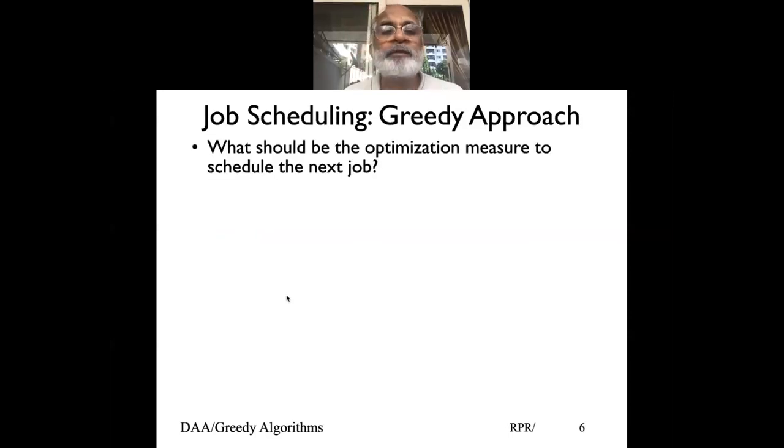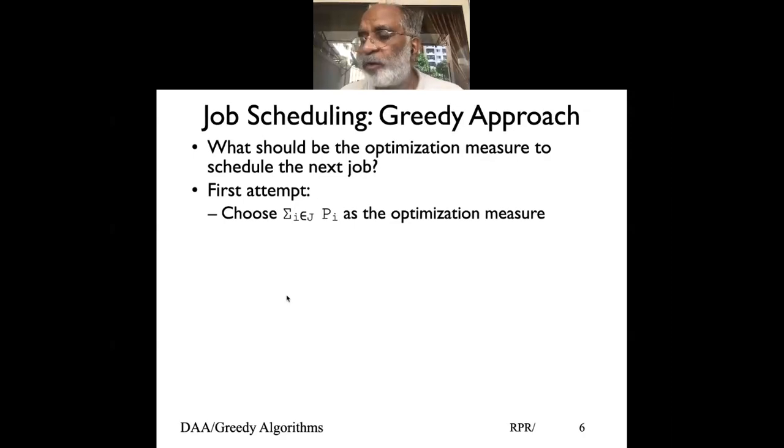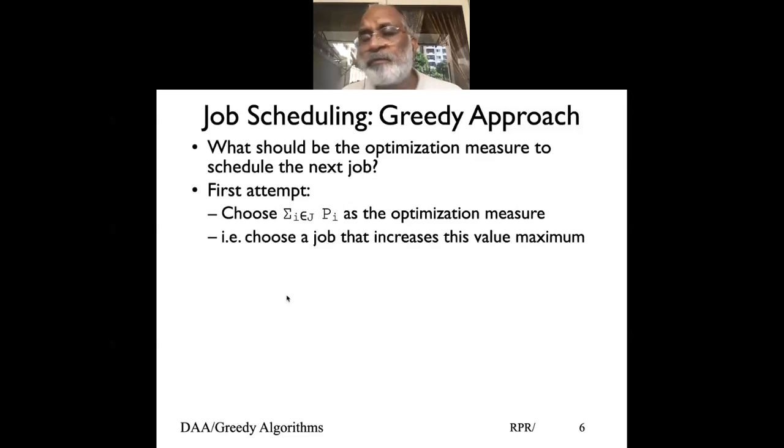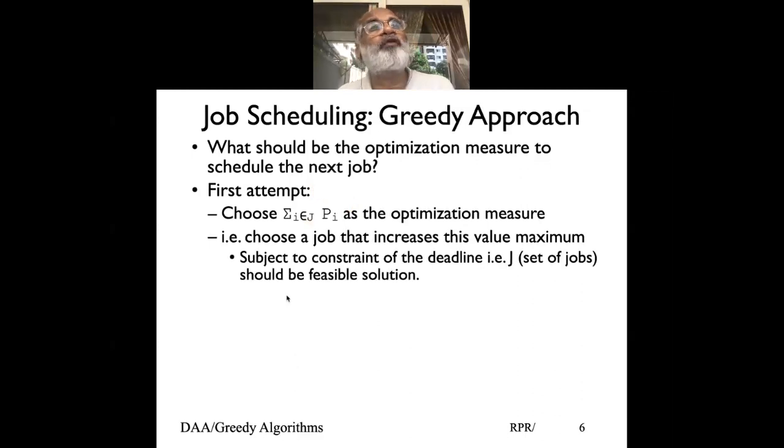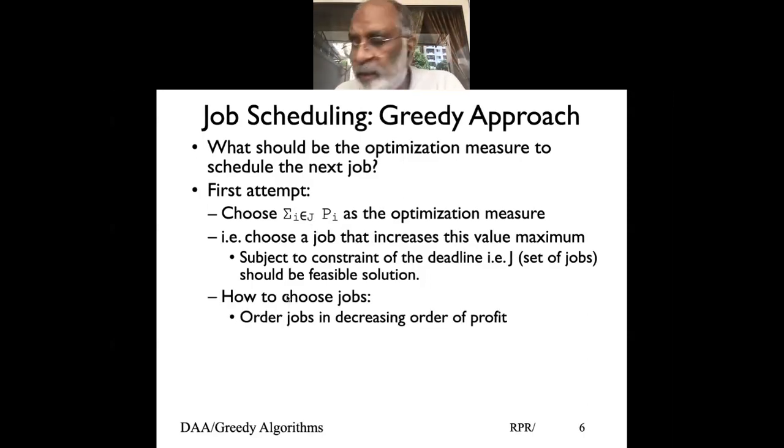So let's look at what is my greedy approach to solve the problem. Essentially, we are looking at sum of profits as a measure, because that would be the greedy approach. And we choose a job that increases my value. That means you start looking at profits from the highest profit to lowest profit, and keep looking at jobs. If a job is feasible, use it, otherwise ignore it. So we order jobs in decreasing order of profit, or I would say a better word would be non-increasing order of profit.